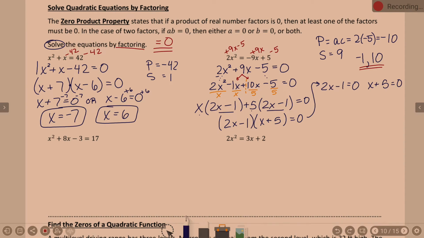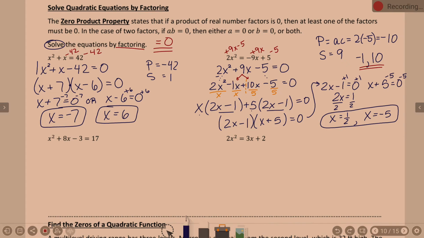2x minus 1. Watch it, you've got 2 steps here, don't you? So you have to add the 1 over, then divide by 2. So 2x equals 1. Divide by 2, and x is 1/2. If it's x plus 5, subtract 5, you've got x equals negative 5. So 2 solutions, 1/2 and negative 5.